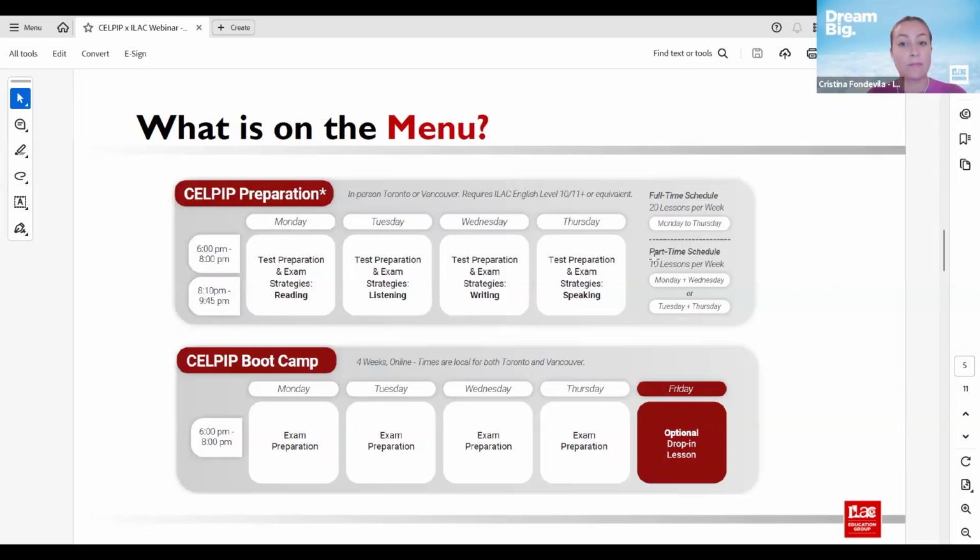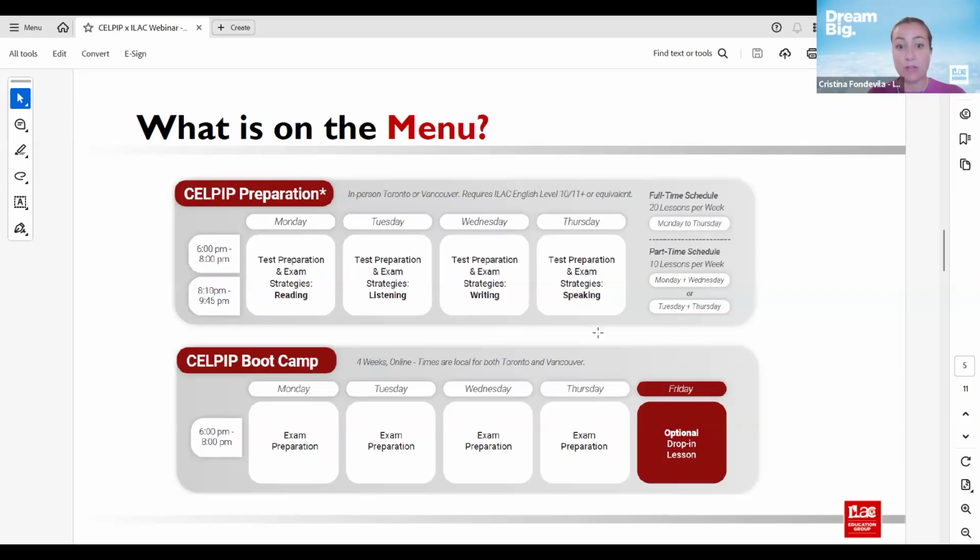We also offer a part-time schedule. You could choose to come just twice a week, Monday and Wednesday, or Tuesday and Thursday. You can see which skill we teach every day. If you want to focus on listening and speaking, you would choose the part-time schedule coming on Tuesdays and Thursdays. If you want to do reading and writing, you would choose Monday and Wednesday. So it's very clear. Again, it's scheduled 6 to 9:30 p.m. Monday through Thursday for in-person classes.